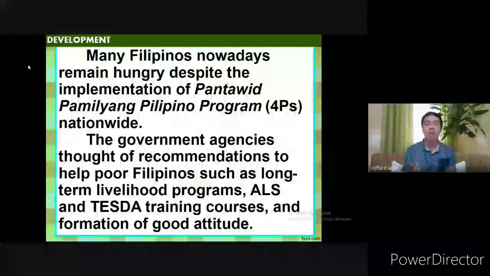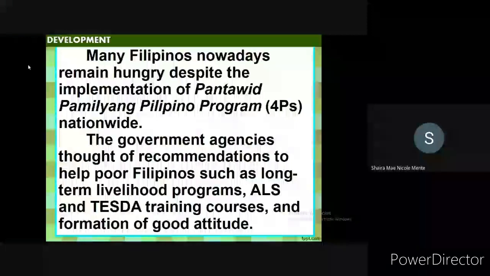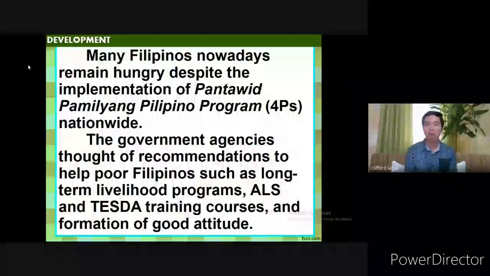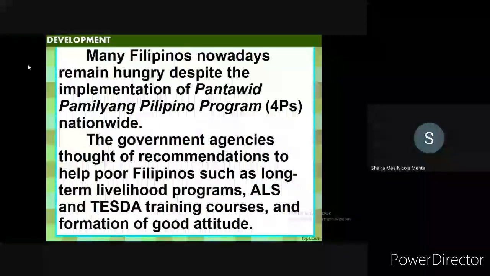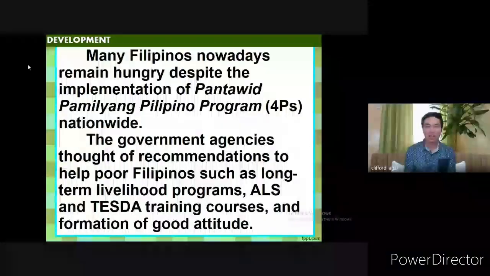So how many? Yes, Shaira. Two. Okay. What are those, Shaira? The government agencies thought of recommendation to help Filipinos, and ALS and TESDA training courses and formation of good attitude. Okay. So, you're correct. So these are solutions, but there are three. There are three solutions mentioned in this text in order to solve the problem given.